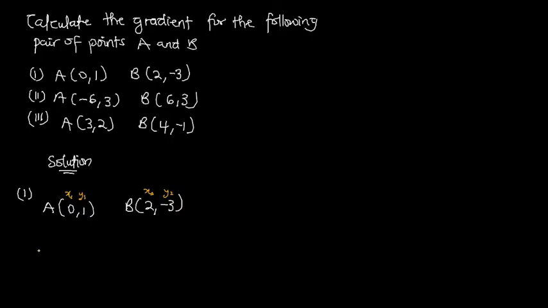So my gradient for this case will be m is equal to, I quote my formula, y2 minus y1 over x2 minus x1. So this is equal to, my y2, I can tell straight away, is -3. I don't need to think. So I have -3 minus y1, which is 1 here, over x2, which is 2, minus x1, which is 0. So this will give me -4 divided by 2, and the gradient over here will be -2. So for the first example, our gradient is -2.